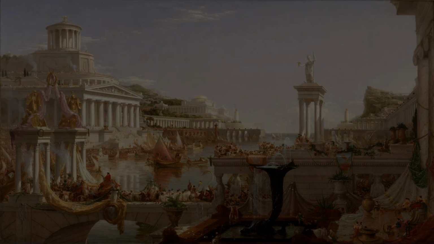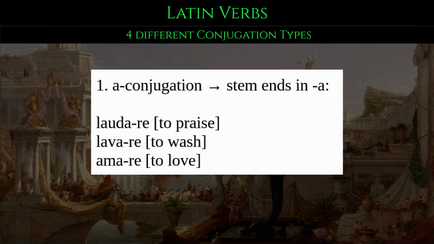Since I've already written a paper about Latin conjugation, I will just use part of this paper for today's lesson. So, in Latin, we have 4 different conjugations. These are named after the infinitive stems of the present active tense. So, we have A conjugation, stem ends in A. For example, laudare, lavare, amare.